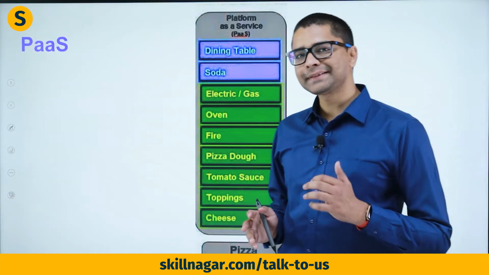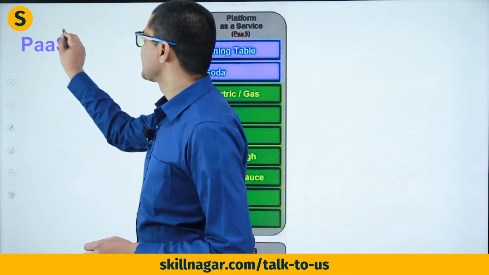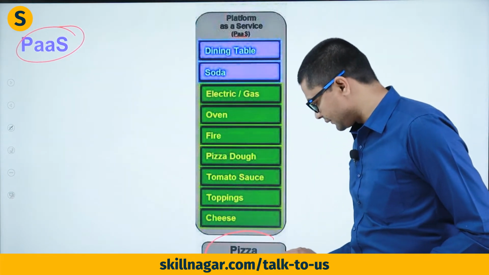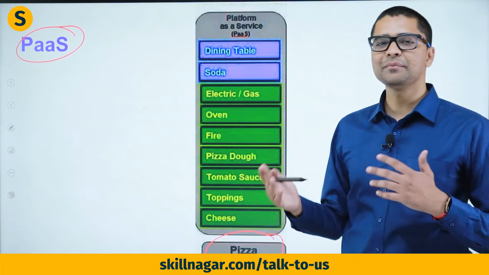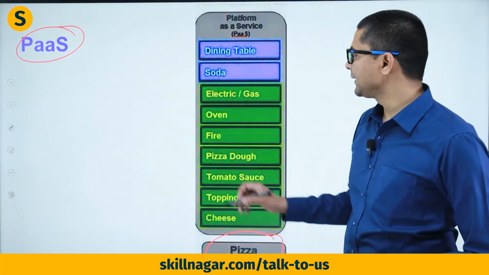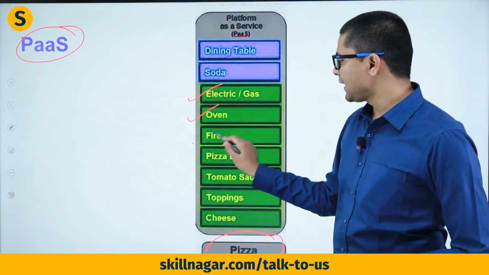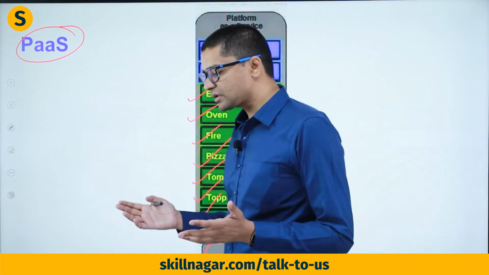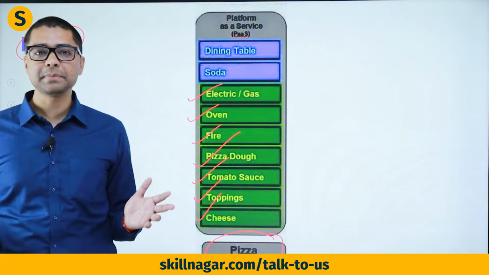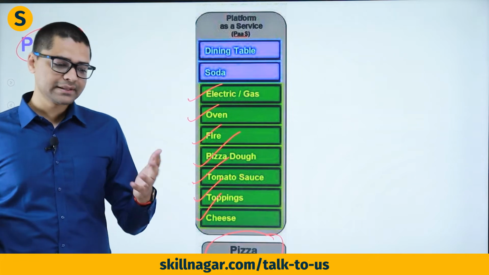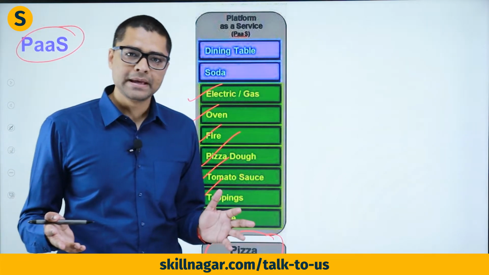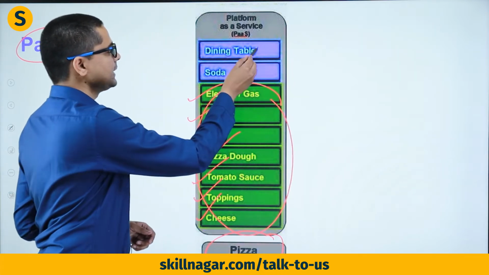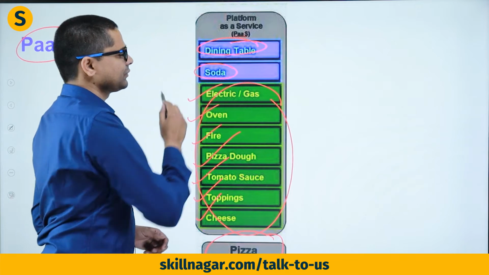Okay, now let's try to understand platform as a service. So here you can see we are taking an example of pizza delivered. I want to eat a pizza. I am not in the mood of making a pizza. So here what is happening? The gas, oven, fire, pizza dough, tomato sauce, topping, and cheese are managed by the person who is making that pizza for me. I will simply call and say, hey, I want to eat pizza. So they are going to worry about these things. I just have to worry about the dining table and the soda, if I may.